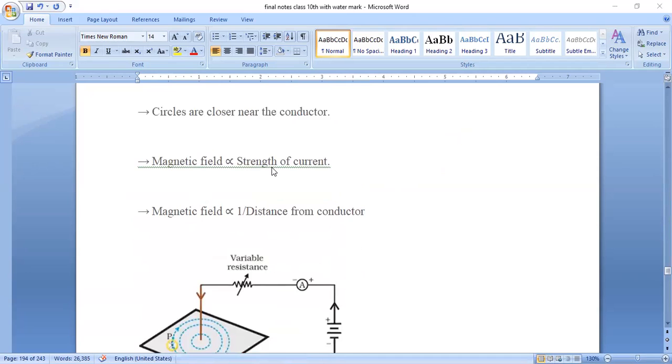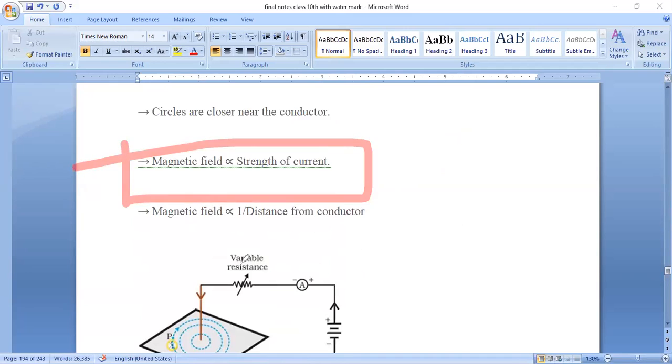Magnetic field is directly proportional to the strength of the current. This is a very, very important point. Magnetic field is directly proportional to the strength of the current. See, if you want to measure it, magnetic field is represented by the B vector.